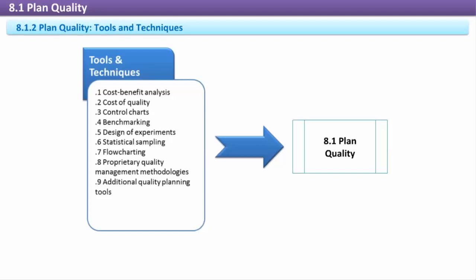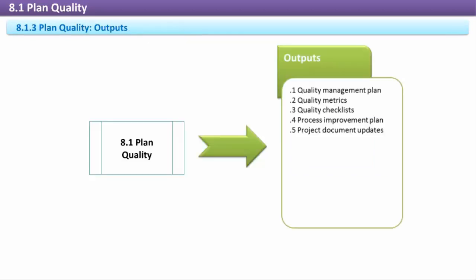Additional tools, such as brainstorming, affinity diagrams, force field analysis, matrix diagrams, and nominal group techniques, help to define the project quality requirements and plan for the project quality management activities. Plan quality. Outputs. Quality management plan. The quality management plan is a component of the project management plan.